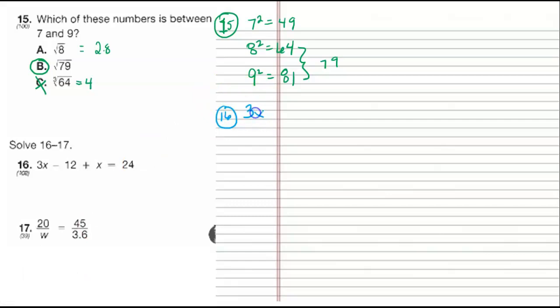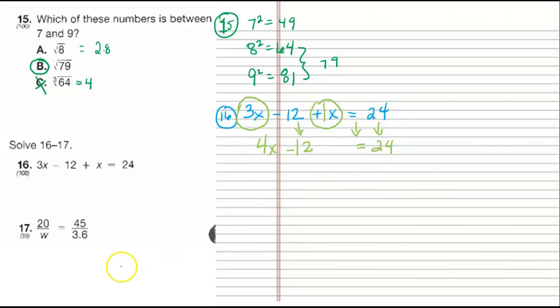And I like to write these out and work them out. Plus x equals 24. So we're solving for x. The first thing we're going to do is combine like terms. So 3x plus 1x is 4x. And the minus 12 just comes down. My equals comes down. And 24 comes down. I didn't do anything to those things.